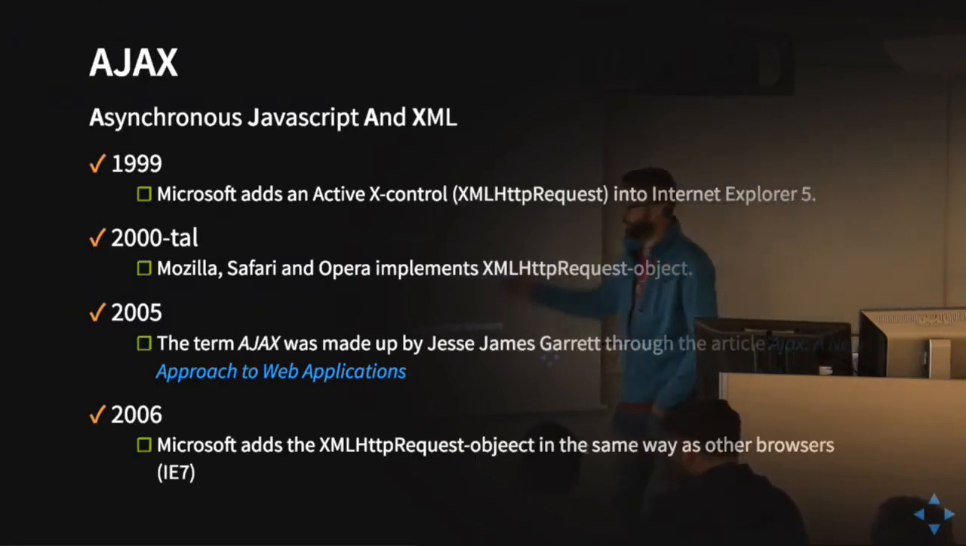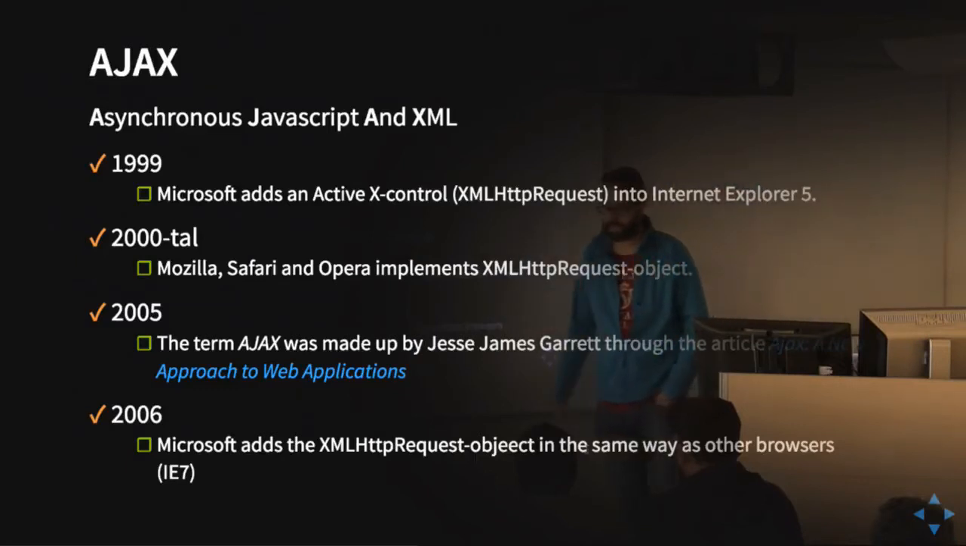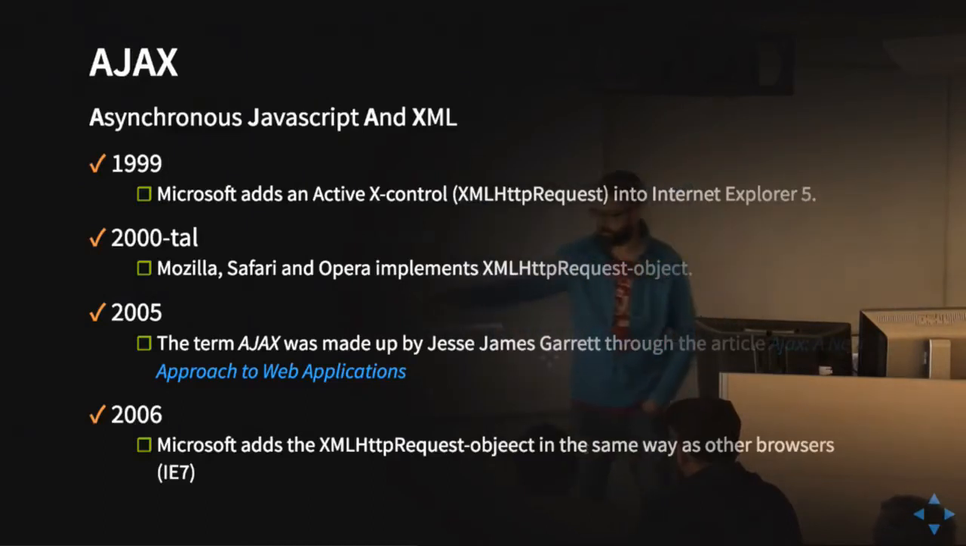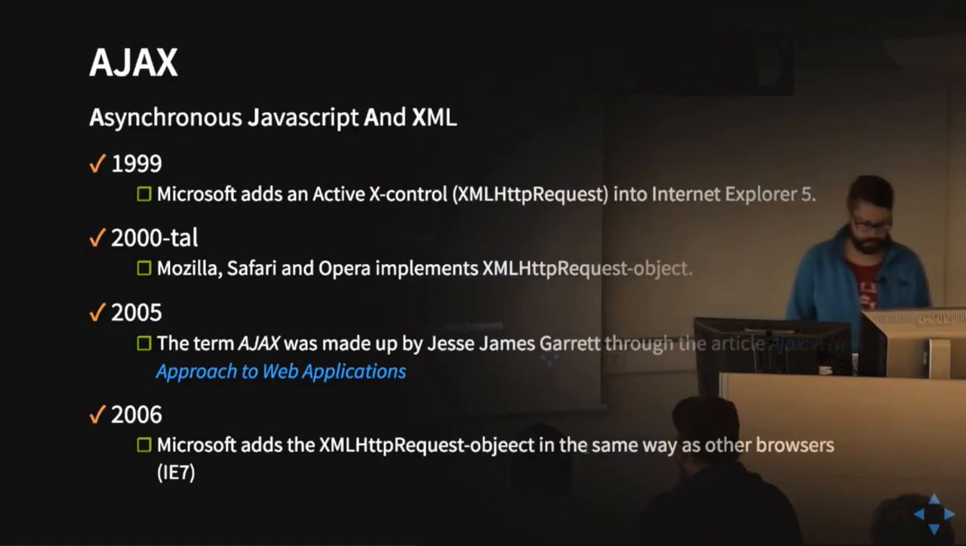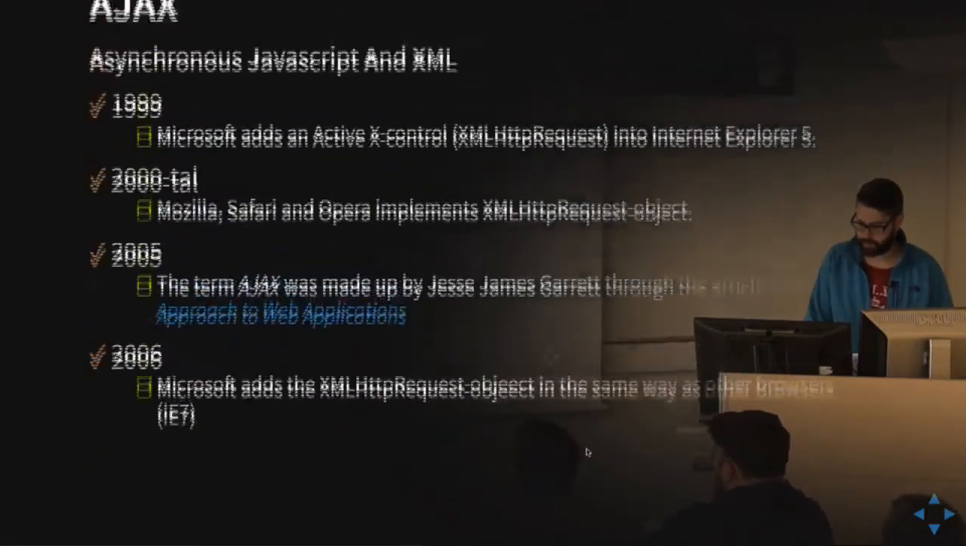So the X stood for XML, and that was basically because back in the day you often got XML back on your calls. We don't anymore, we get JSON. But the term Ajax will still be there. You will hear people say, just do an Ajax call. And when they say do an Ajax call, they are talking about this technique. Worthwhile reading, if you like, mostly for historical reasons. In 2006, Microsoft added the XMLHttpRequest object in the same way as the other browsers. That was IE7. Today, you can use it wherever you like. However, there are newer ways of doing things. I will talk about those.